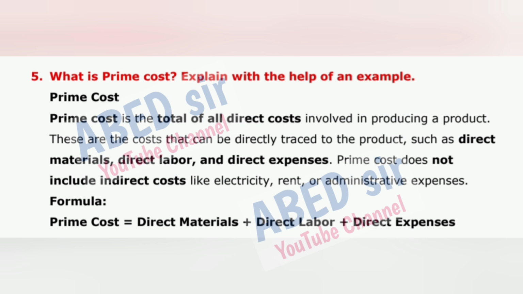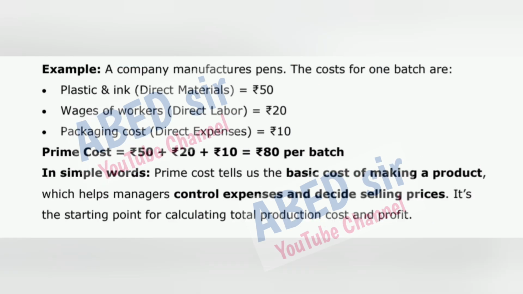Formula. Prime cost is equal to direct materials plus direct labor plus direct expenses. Example, a company manufactures pens. The costs for one batch are plastic and ink, direct materials, is equal to 50 rupees. Wages of workers, direct labor, is equal to 20 rupees. Packaging cost, direct expenses, is equal to 10 rupees. Prime cost is equal to 50 rupees plus 20 rupees plus 10 rupees is equal to 80 rupees per batch.